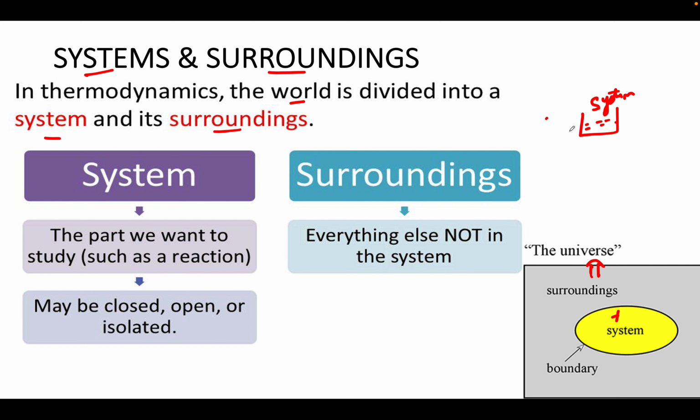The rest of the part which is not under consideration, which we are not analyzing, is called the surroundings. So the part we want to study, such as the reaction, that system, can be closed, open, or isolated in nature. And if we talk about surroundings, everything else other than the system is called the surroundings. If we combine both of them, that forms the universe in thermodynamics. And the line separating system and surroundings is termed the boundary. Okay. These are some basic terms that you must know before jumping on to some detailed topics.